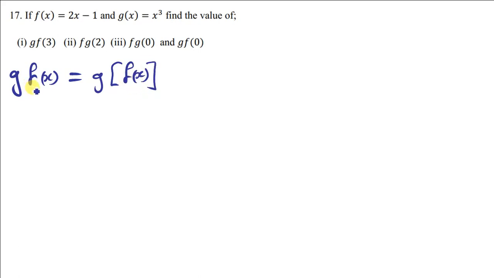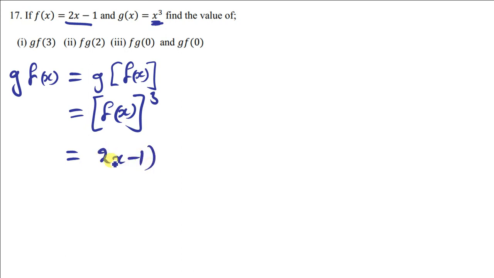So in g, where there is x, I'm going to put f of x. My g is x cubed, so where there is x, I'm going to put f of x. So I'm going to have f of x cubed. Where there is x, I've replaced it with f of x. My f of x in this case is simply 2x minus 1. So I'm going to put 2x minus 1 where there is f of x, and then this will be cubed. So 2x minus 1 cubed is there.